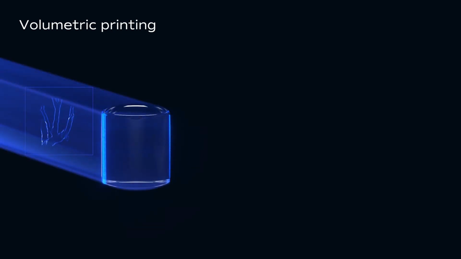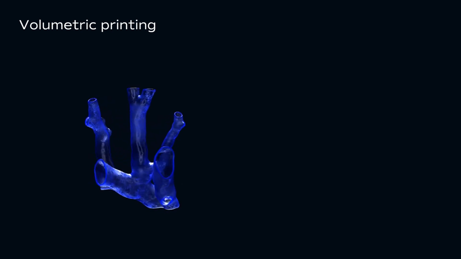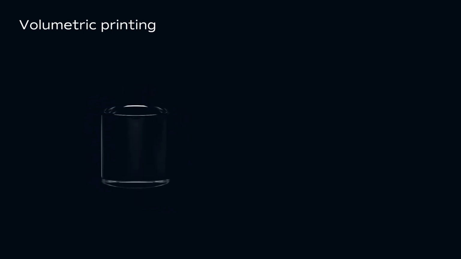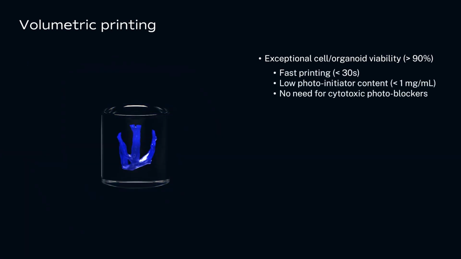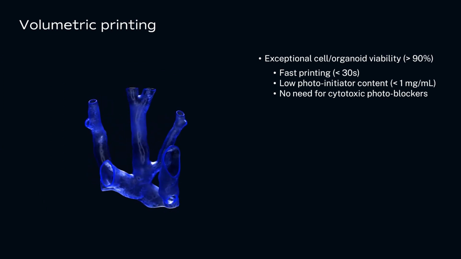At Readily 3D, we develop volumetric bioprinters. Volumetric printing refers to methods of 3D printing where the entire object is produced at once, instead of layer by layer. This technology allows the direct printing of cell-laden materials with very good viability, mainly thanks to its high speed and low photoinitiator concentration requirement.